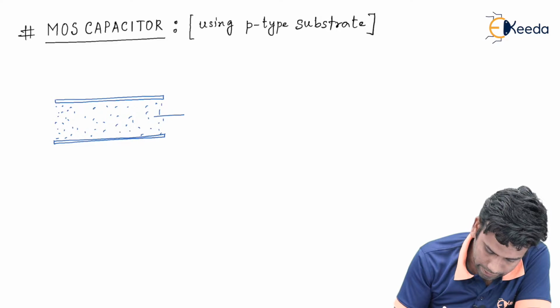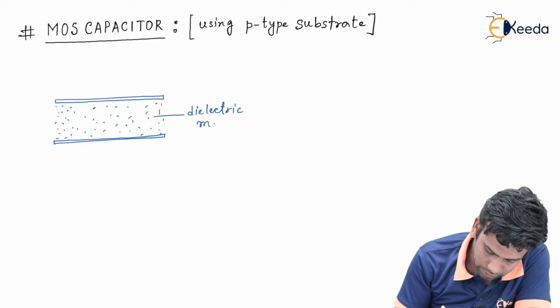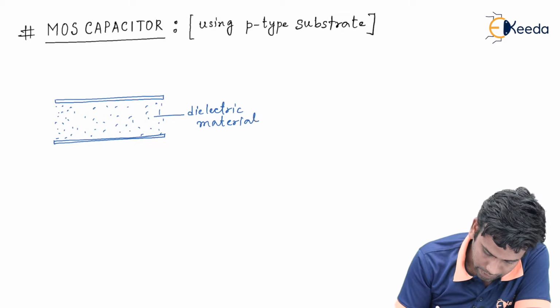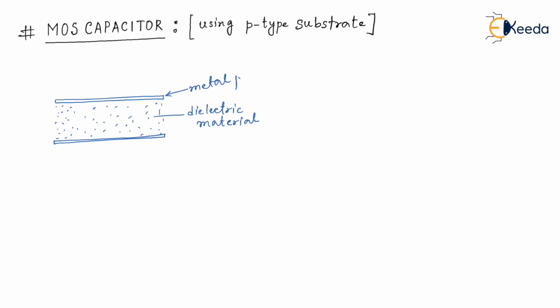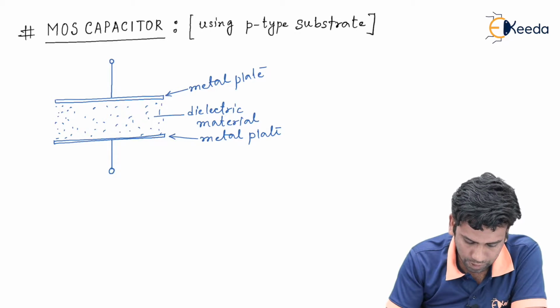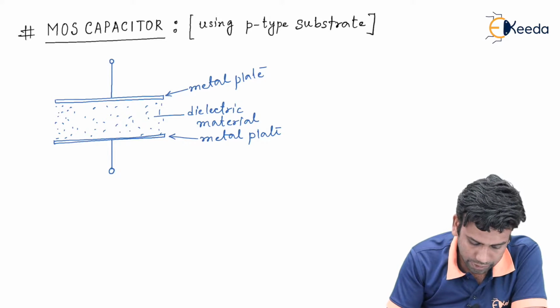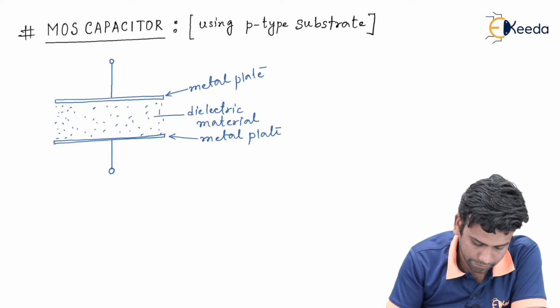So I can call it a dielectric material, and this is the metal plate, and this is also a metal plate. Now there will be some electrical connection given to the metal plates. So this is the basic block diagram of a parallel plate capacitor.